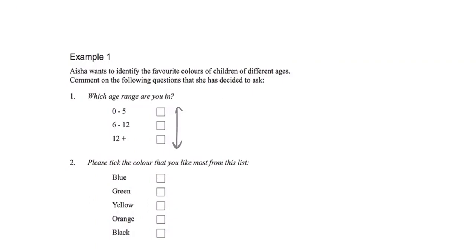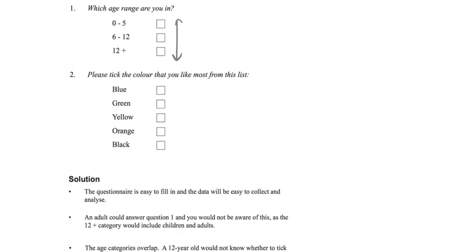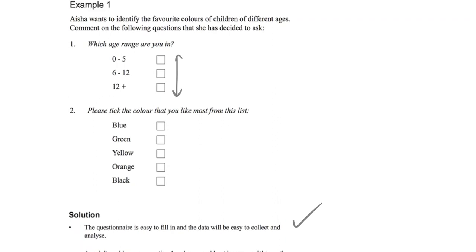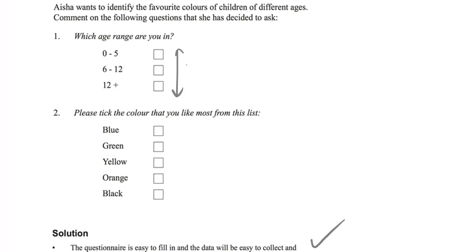Okay, so what's wrong with this survey? Well, there are a few things I've already picked up on. Let's just see what the solution says. So first of all, it is easy to fill out, and it's easy to collect the data and analyze the data. So that's good. We've got choices. It's straightforward and it's easy to understand. However, if the purpose of the questionnaire is to think about the favorite colors of children at different ages, well, I'm not sure that these choices are a good idea.